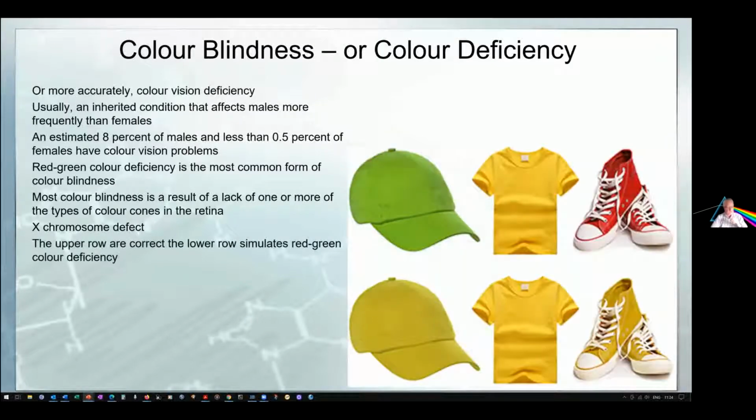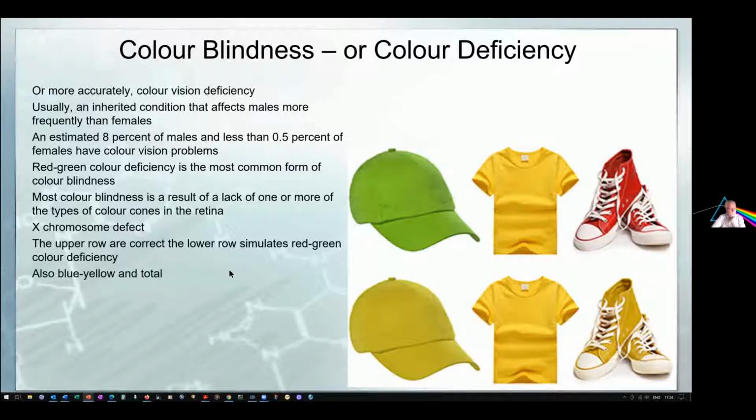And if we look at this picture, the upper items here, the cap, the t-shirt and the sneakers, and then look at this, a simulation of what they would look like if you had red-green color blindness. So very difficult to distinguish.